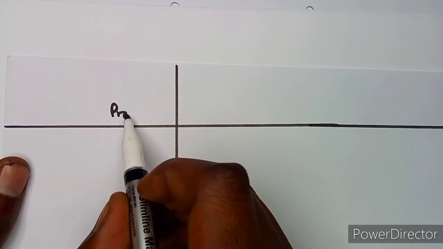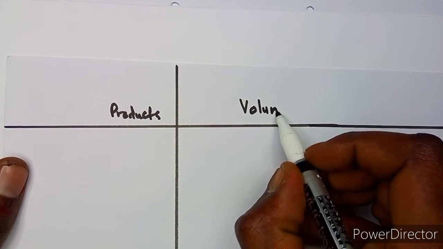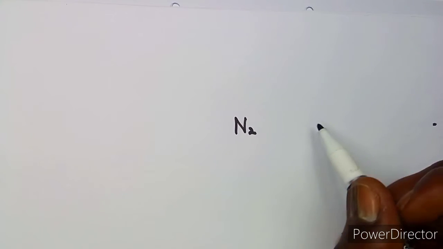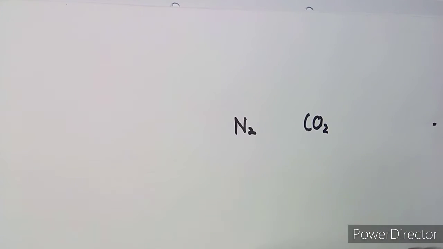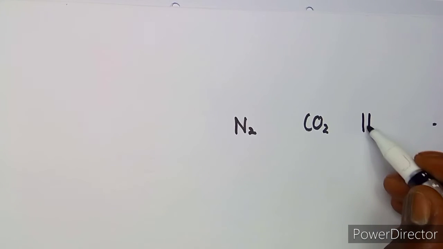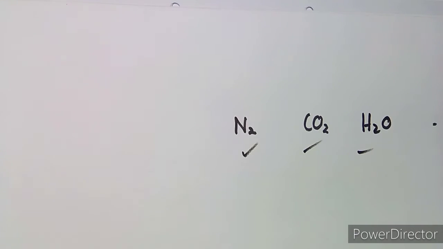Okay, so these are the products of combustion. So let's just have our products here, and then the volume. All right, so we've got which products? Let's just list them. Nitrogen is one of the products, definitely. Carbon dioxide, remember from carbon monoxide and oxygen we obtained carbon dioxide, then we obtained also water. Okay, so this is what you're going to work with.